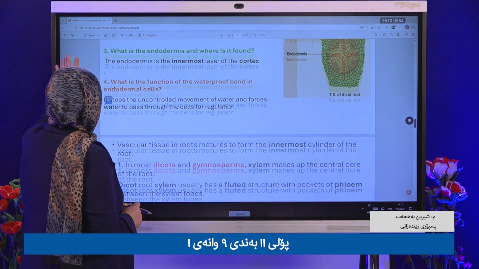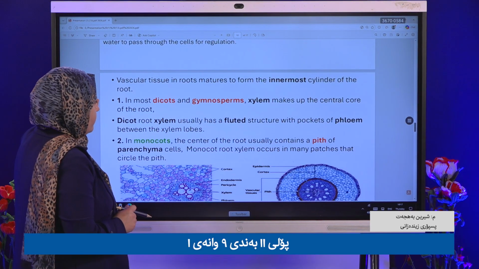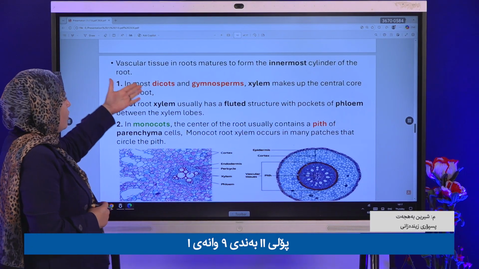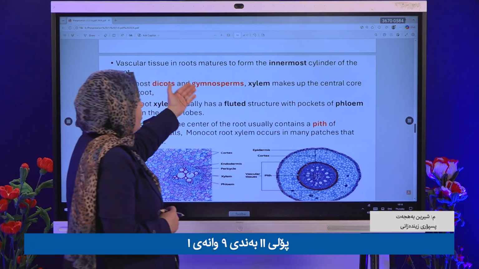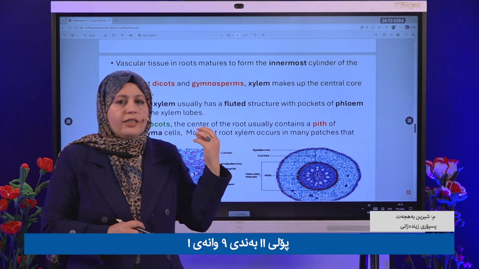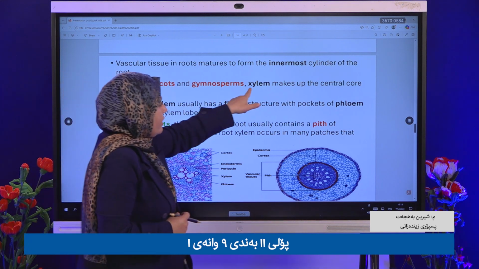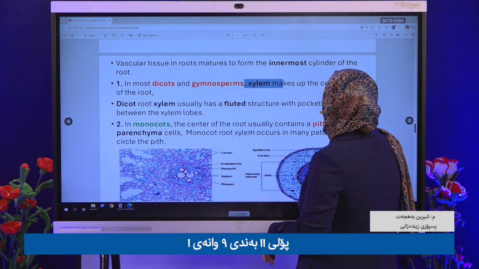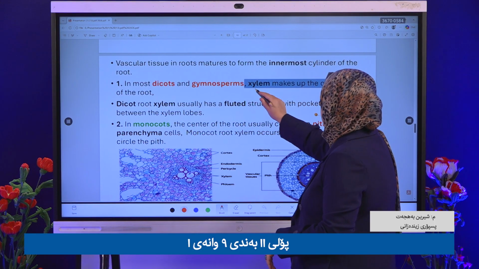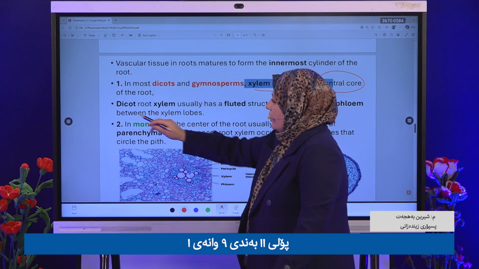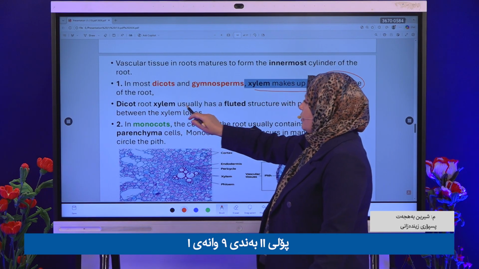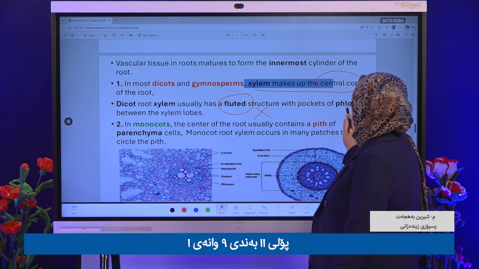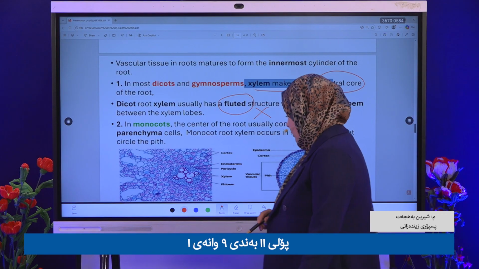As I said, we have two vascular tissues, which are xylem and phloem. Look at it. In most dicots and gymnosperm trees, xylem is made up at the center of the core. Where is it located? At the center. Dicotyledonous roots usually have a star-shaped structure like this one, with pockets of phloem between the arms of xylem. Look at the picture.